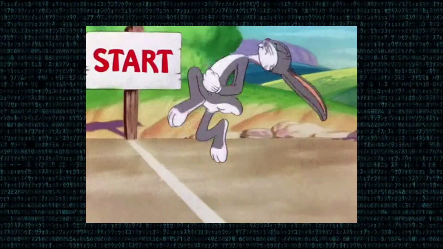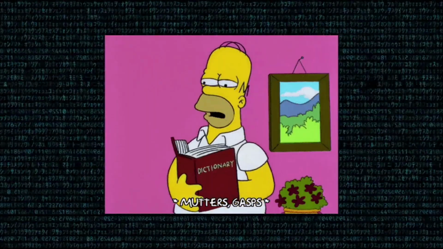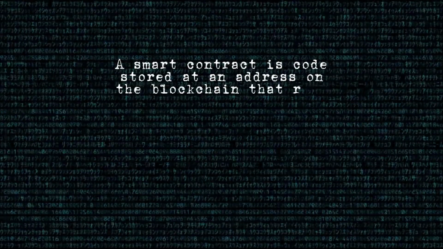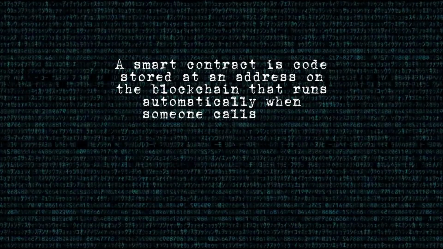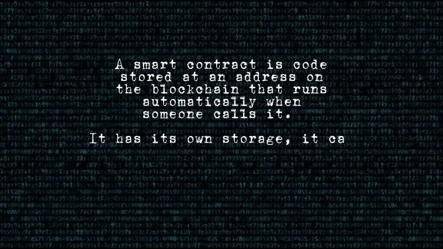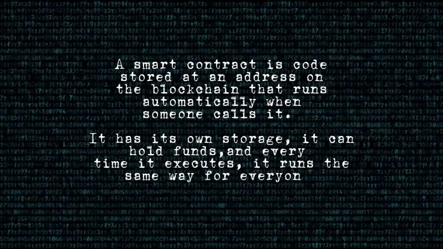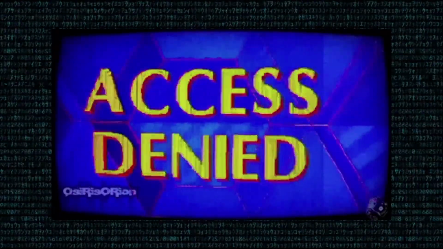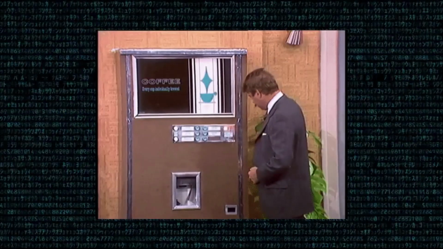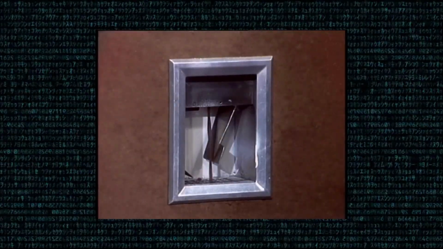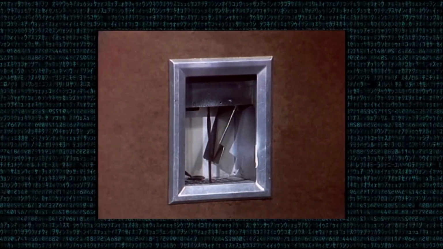Okay, so let's start with a quick definition. A smart contract is code stored at an address on the blockchain that runs automatically when someone calls it. It has its own storage, it can hold funds, and every time it executes, it runs the same way for everyone. No middleman, no one can change the outcome. Think of it like a vending machine. You put in the input, you get the output, every single time, exactly as programmed.